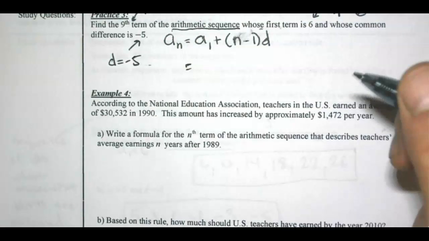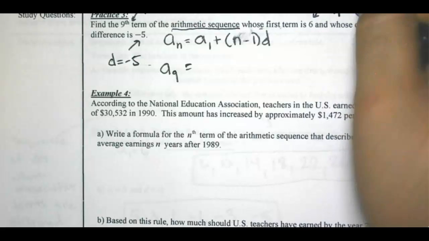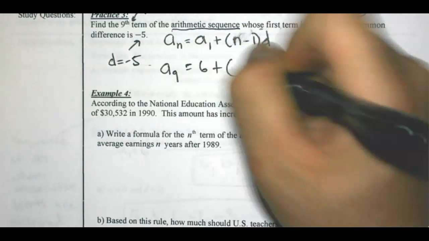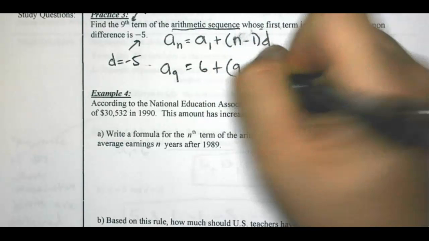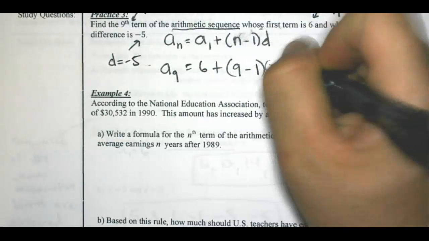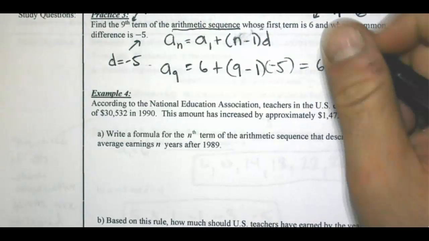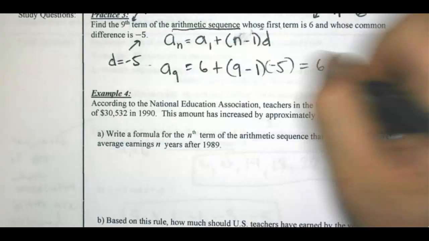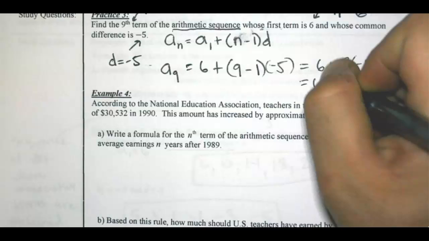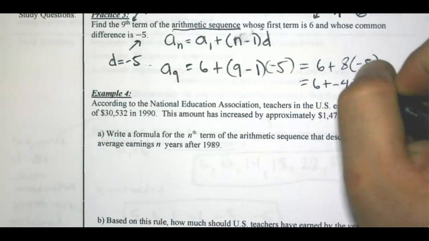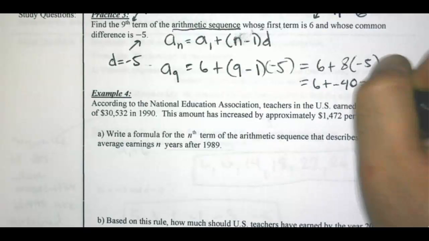So I want the 9th term. Remember, n is 9, so I want the 9th term. A sub 1 is 6. Plug that in. Again, n is 9. Use that in the beginning and then here, and then the common difference is negative 5. So you can just calculate right after you plug in. 6 plus 9 minus 1 is 8. 8 times negative 5, right? So 6 plus negative 40. And then final answer here, negative 34.